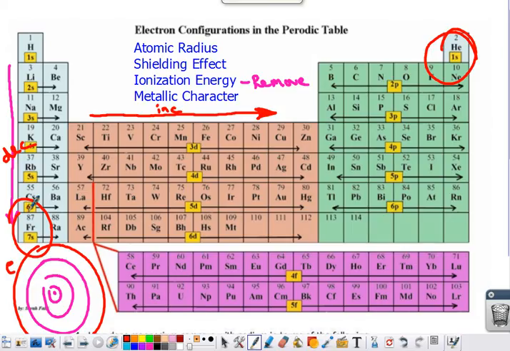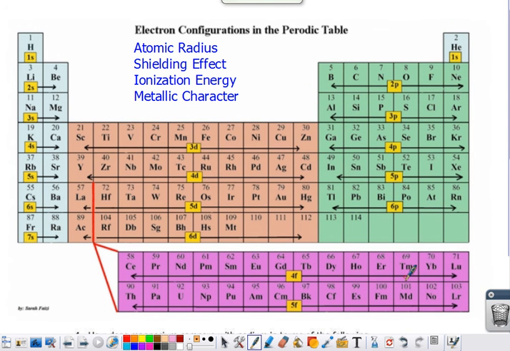Metallic character, not terribly exciting. We had that stair-step break here. These elements over here are not like metals. These elements this way are like metals. Again, as you get closer to the left, they're more metallic. As you get closer to the top right, they're less metallic and more like non-metals. We'll use this periodic table again in a minute.